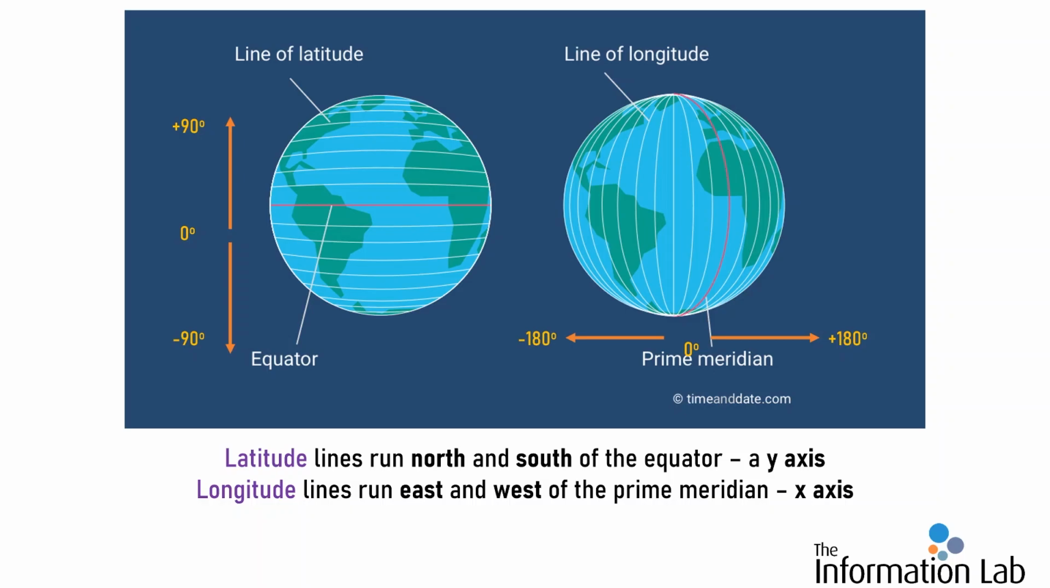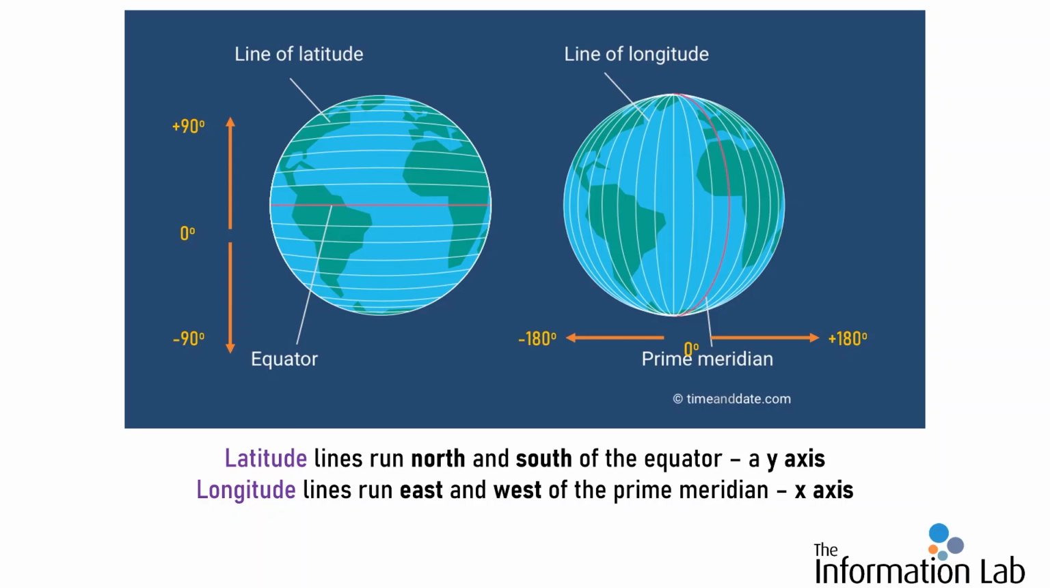Lines of latitude run vertically, north and south from the equator, from 0 degrees at the equator to plus or minus 90 degrees at the poles. Lines of longitude run horizontally, east and west of the prime or Greenwich meridian, from 0 at that prime meridian to plus or minus 180 degrees at the international date line. Thinking of latitude as the y-axis and longitude as the x-axis helps us to orientate ourselves.